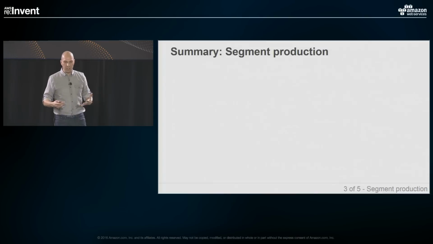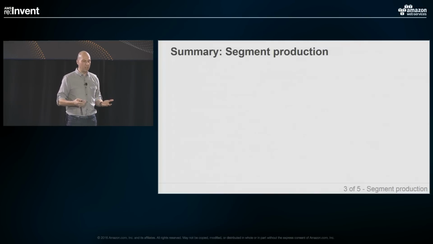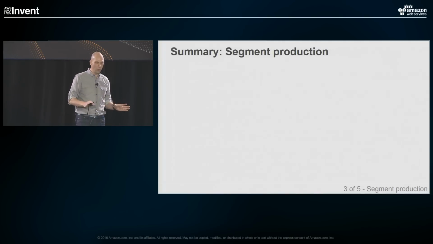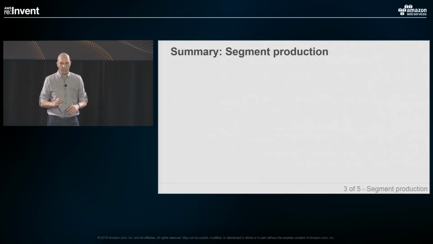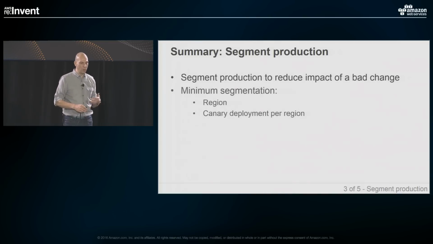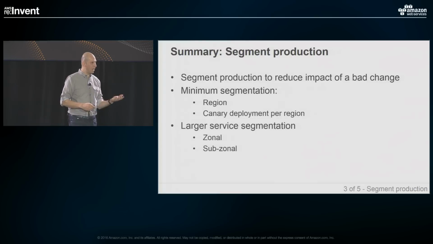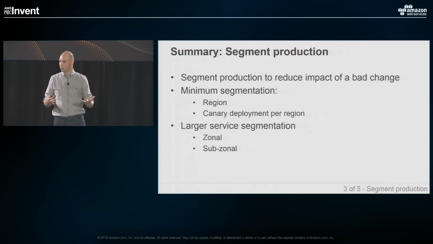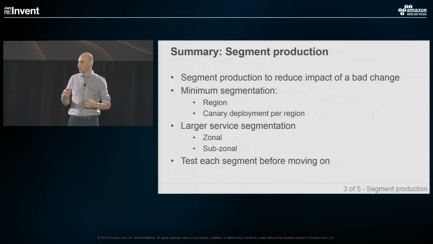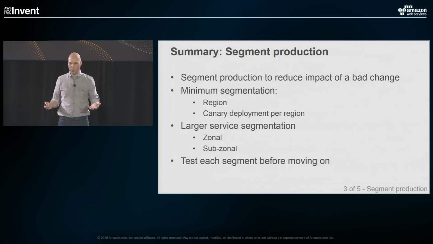So segmenting production provides us with the safety we need to prevent bad changes from impacting all of our customers. And we need to segment production into at least two segments, a Canary deployment and a regional deployment. If you're a larger team, you'll probably segment even further into zones or cells, and then you'll run a test after each deployment to make sure that it works.